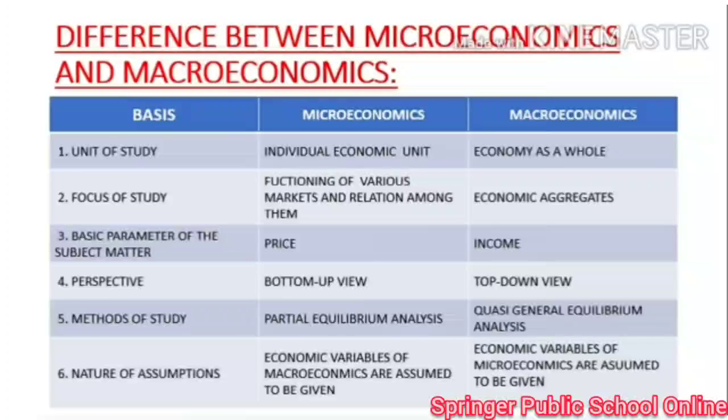Number 6. Nature of assumptions. In microeconomics, it is assumed that total output, income and employment, general price level, etc., that are economic variables of macroeconomics, are given. On the basis of these assumptions, microeconomics explains how allocation of resources takes place and how prices of different commodities are determined.